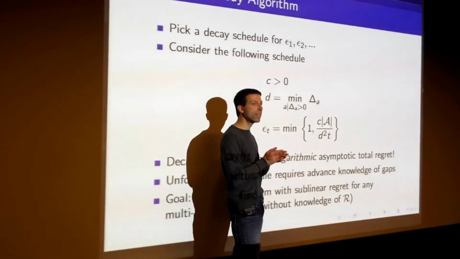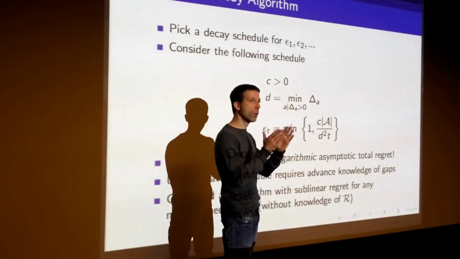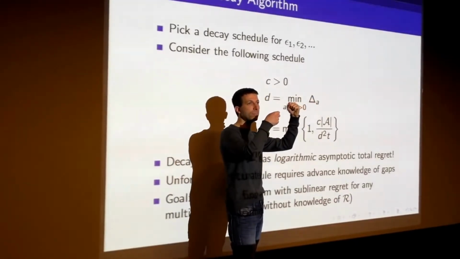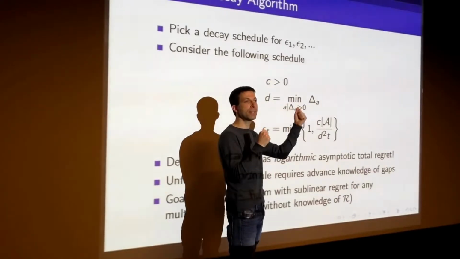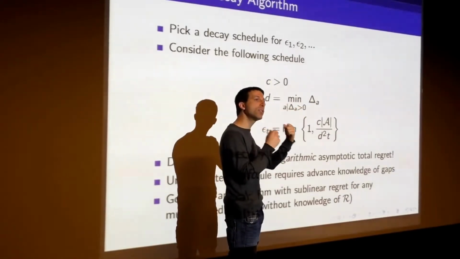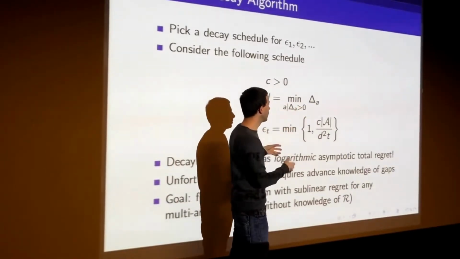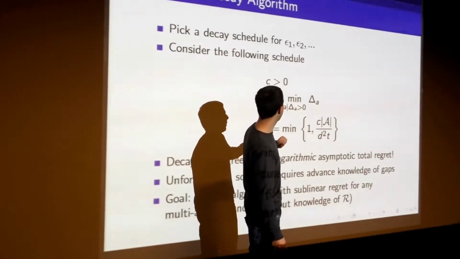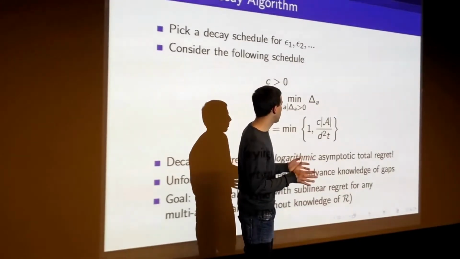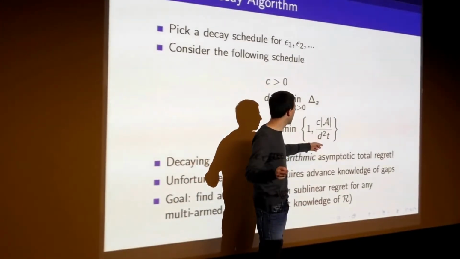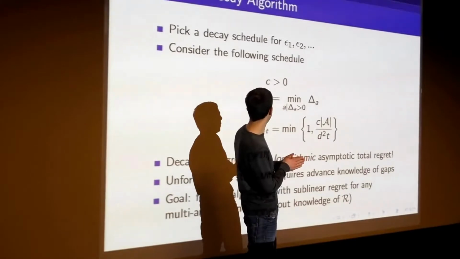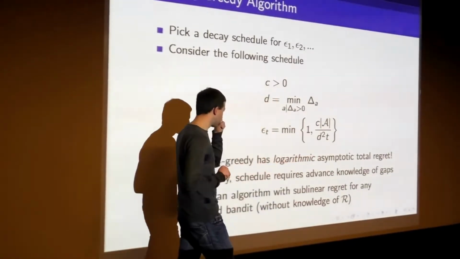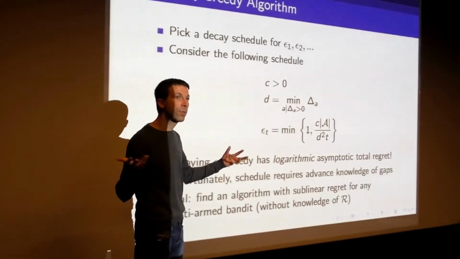okay, every step, all we care about is the size of the smallest gap. Like, what's the difference between the best action and the second best action? So if we know the difference between the best action and the second best action, we can use that difference to craft a schedule, which looks something like this. Don't worry too much about the form of this. It's just saying, basically, whenever the gaps are very small, we want to explore those actions more often. If the gaps are very large, we want to explore them less often.